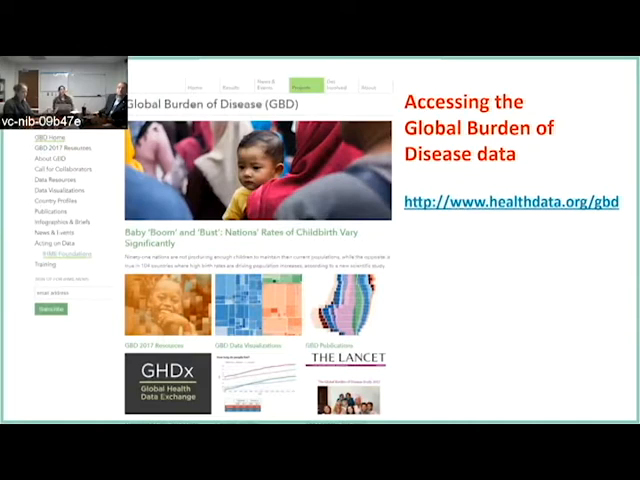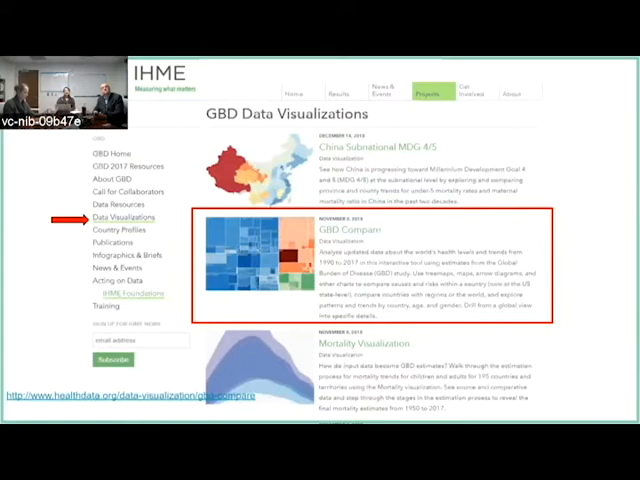This is the IHME's website, and you'll see the link there that I've provided so that you can access the Global Burden of Disease data. Just to save time, I'm going to use screenshots here, but I can go live if there is any confusion. We're going to be working off of the data visualizations link. So when you're on the page for the Global Burden of Disease, there's a link to data visualization. You'll see that there are also infographics, publications, country profiles, data resources, and training, but we're going to focus on data visualizations today.